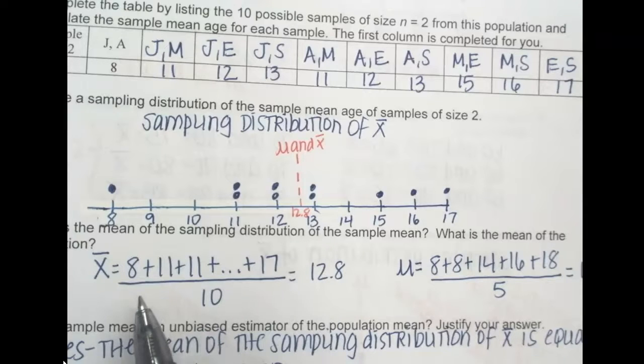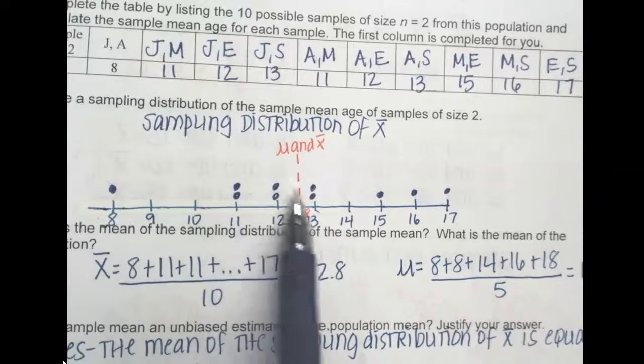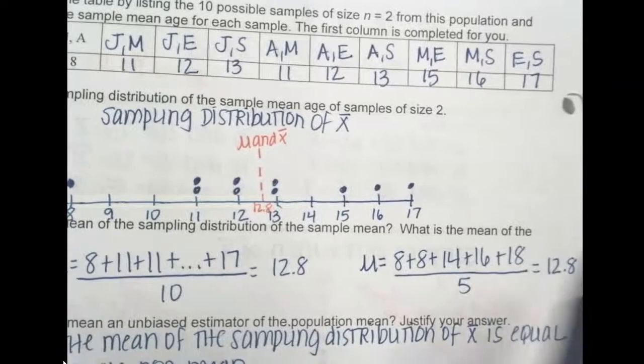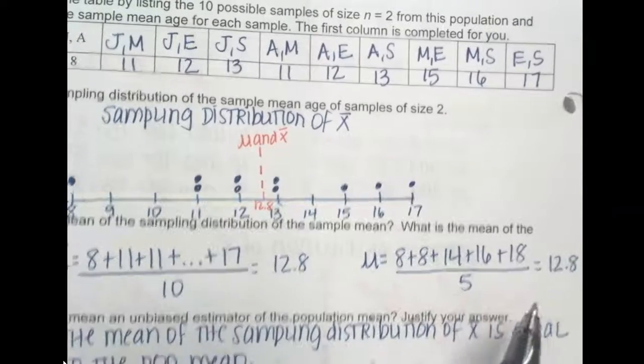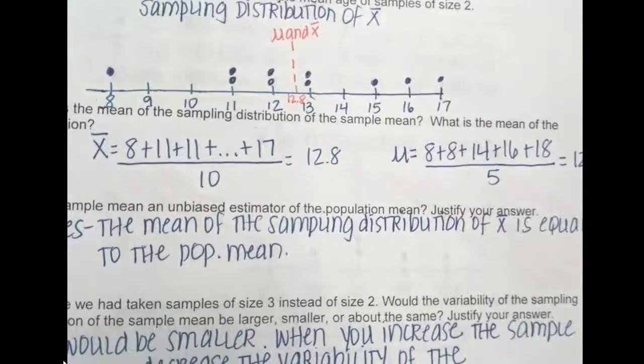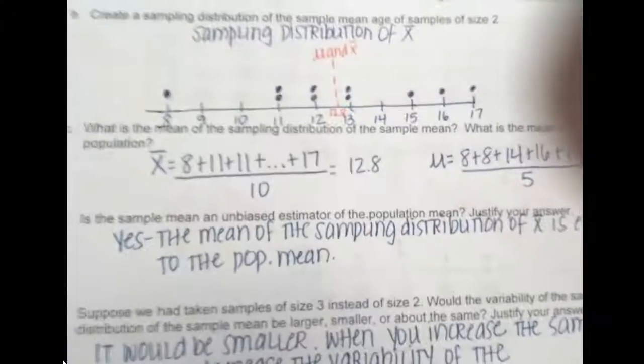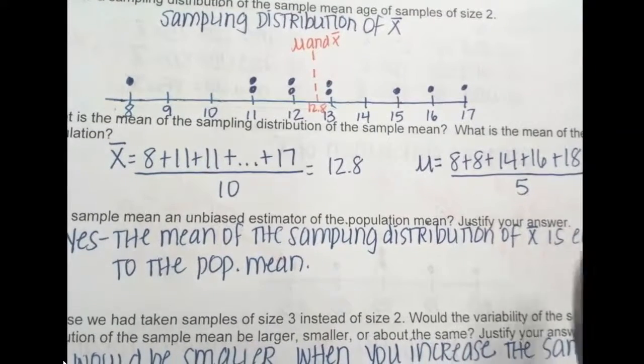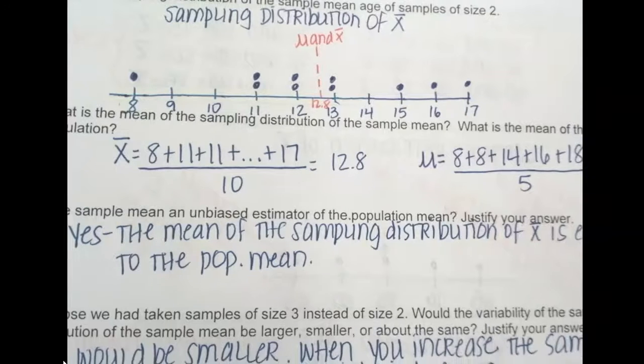The mean of the sampling distribution was 12.8 when I added all these numbers up and divided by 10, and the mean of the children's ages was also 12.8. Because these numbers are the same, my sample mean is an unbiased estimator of the population. Because they're the same, I know I had an unbiased estimator for the population.